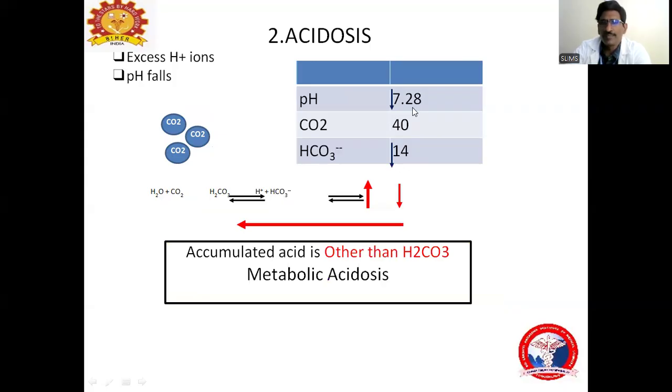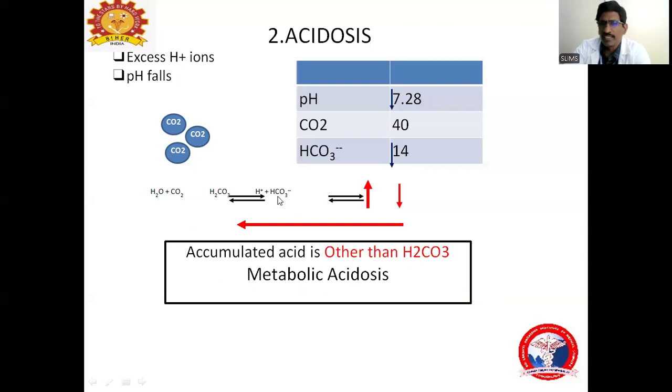Now look here, pH is 7.28. So that is, pH is low. That means there are excess hydrogen ions. Look at the carbon dioxide, it is normal. So that means carbon dioxide is not the source of hydrogen ions. There is some other acid. So the accumulated acid is not bicarbonic acid, carbonic acid, but it is some other acid. And it is called metabolic acidosis.